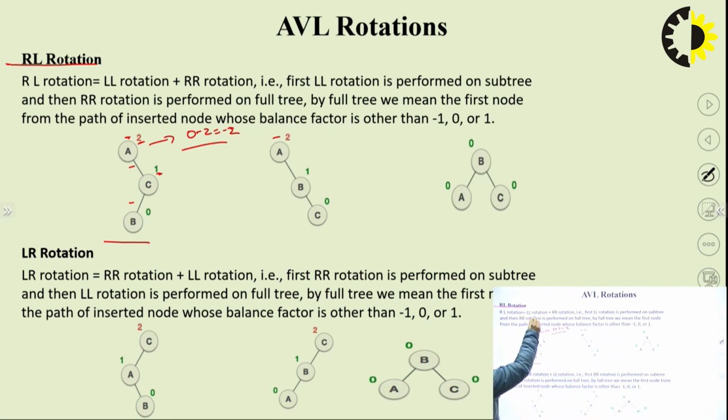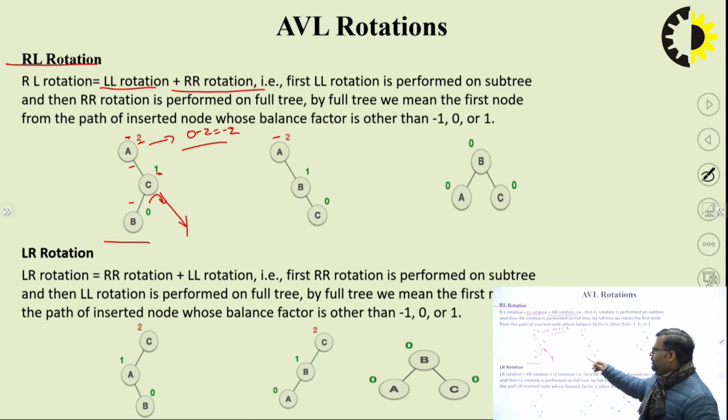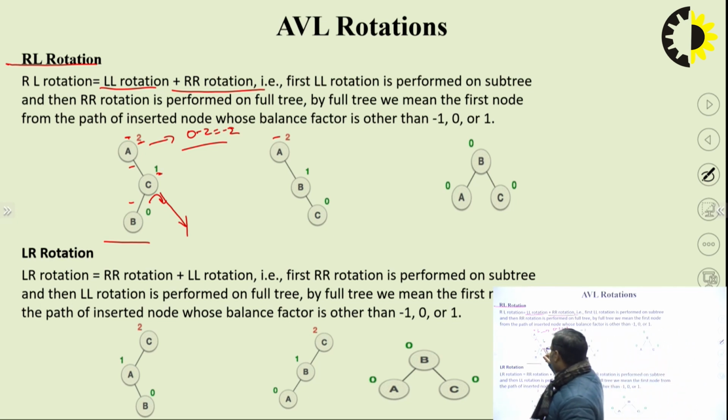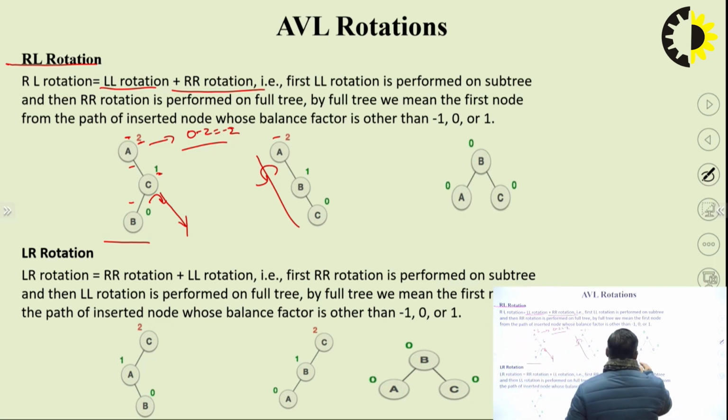Then again, first LL rotation plus RR rotation. Okay, LL rotation plus RR rotation. So here we will pick C and rotate right, then C will become the parent of B. Then after that we will pick A and rotate it anti-clockwise and we will get the form like this.